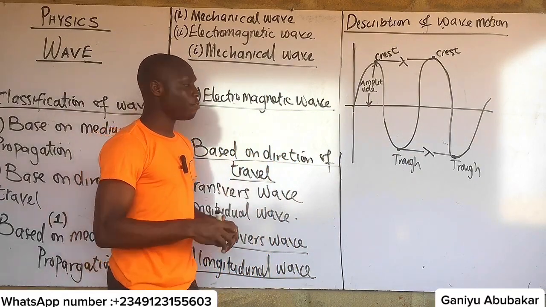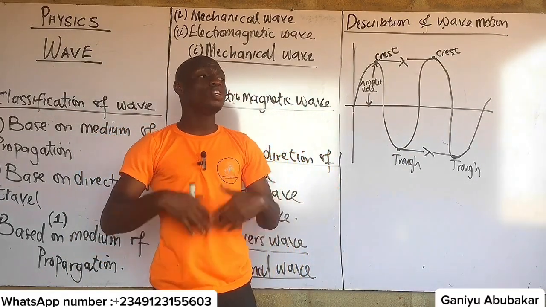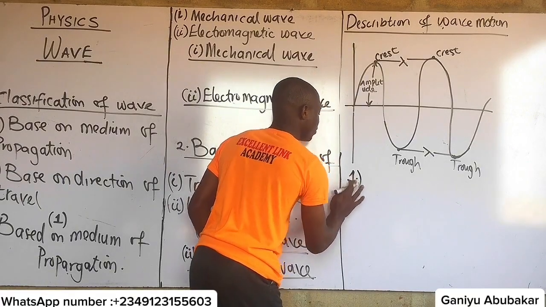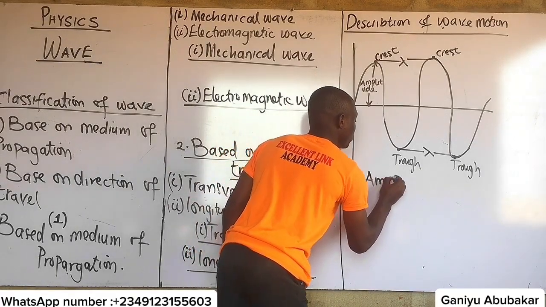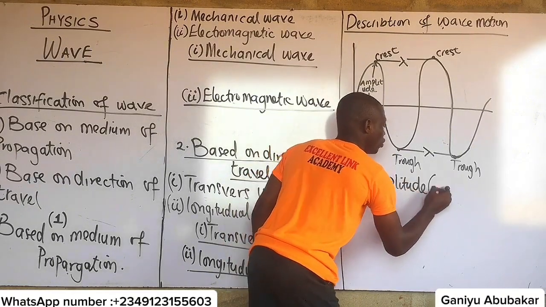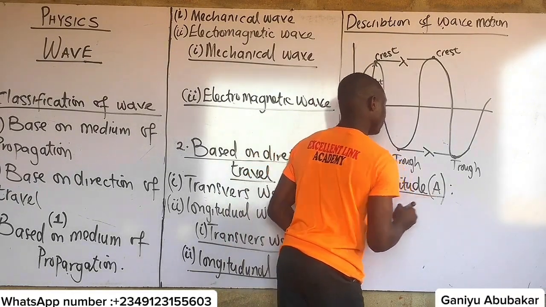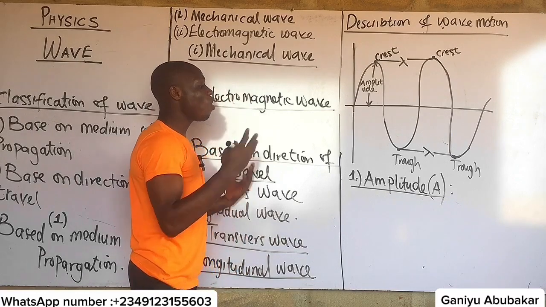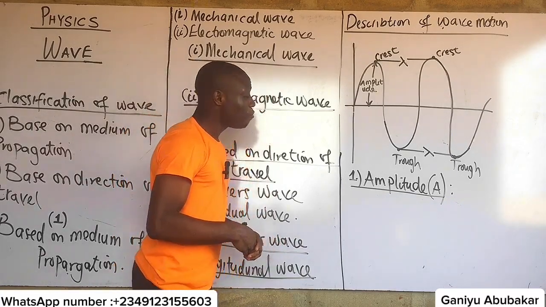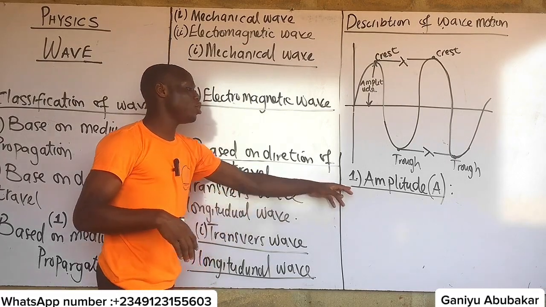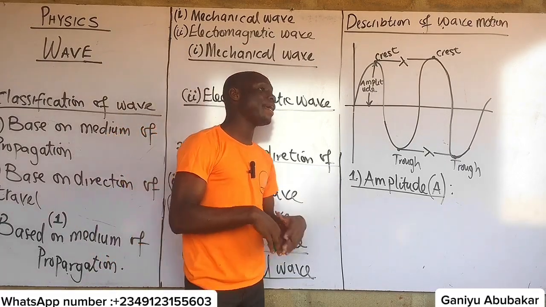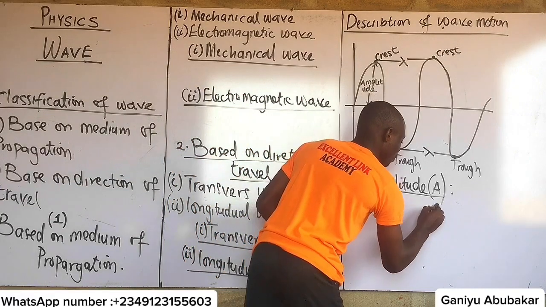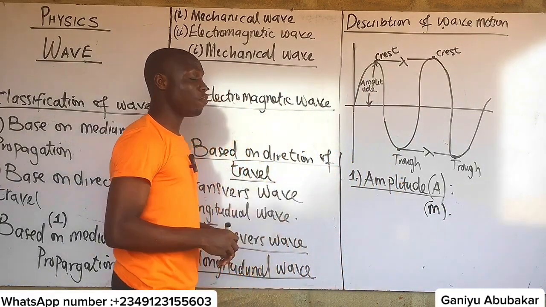Some important concepts used in describing a wave motion. Number one, amplitude. That's the definition. Amplitude is simply the maximum vertical displacement covered by a wave particle from its point of rest. It is represented by capital letter A, and it is measured in meters.